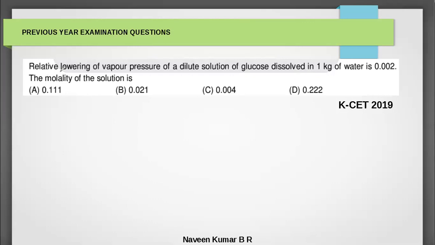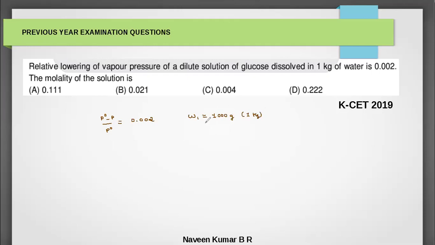The question is: the relative lowering of vapor pressure of a dilute solution of glucose dissolved in 1 kg of water is 0.0002. That is, P naught minus P by P naught, the relative lowering of vapor pressure, is given. So the mass of water, the solvent, is 1 kg, or we can consider it as 1000 grams.